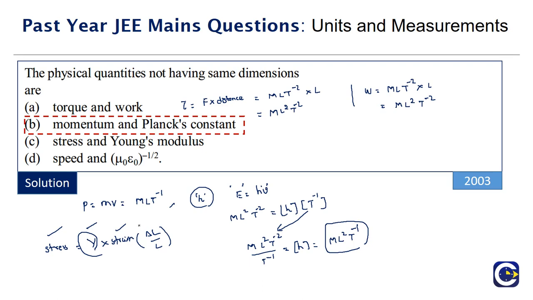And similarly, if you look at option D, we have speed and 1 by root mu naught into epsilon naught.